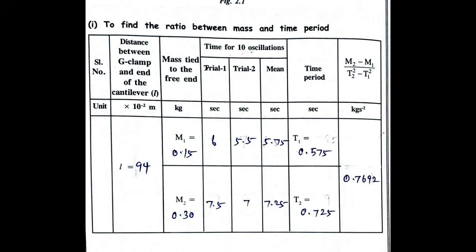M2 minus M1 divided by T2 square minus T1 square. M2 is 0.30, M1 is 0.15, divided by T2 square minus T1 square's value. Finally, the answer is 0.7692 kg per second square.